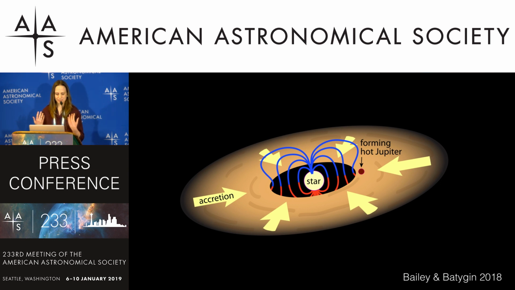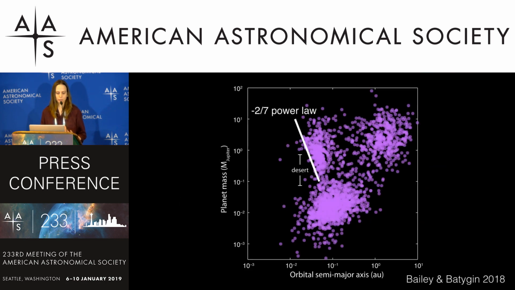So taking these assumptions into account, we predicted an expression for the inner boundary of the hot Jupiter population, which actually agrees quite well with the observations, as you can see in this plot.